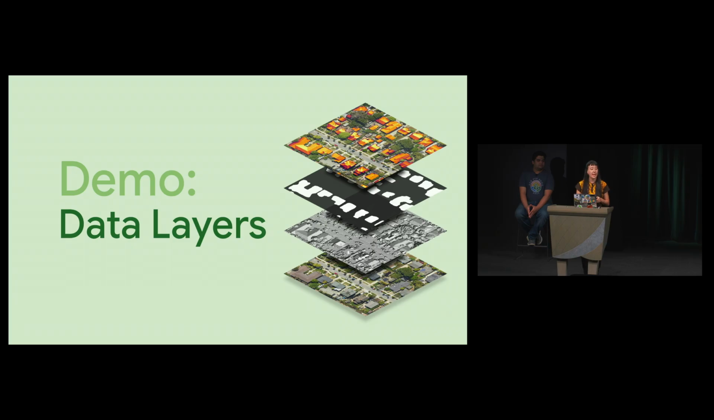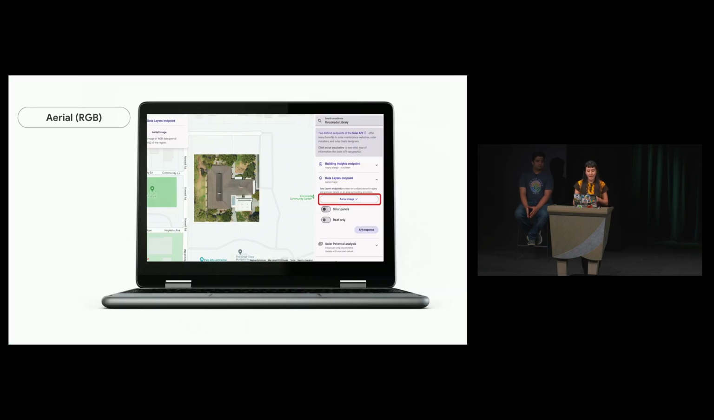Now let's move on to the data layers endpoint. This is an example of us overlaying the aerial imagery that could be from 2016 onto a Google map that is from 2023. Aerial imagery is your standard red, green, blue pixel-based image. You can combine aerial imagery with any of our other data layers in order to create visuals like the ones I will continue to share.